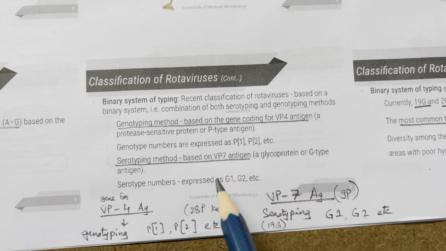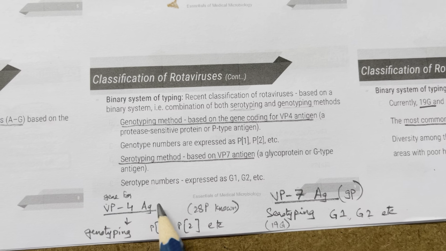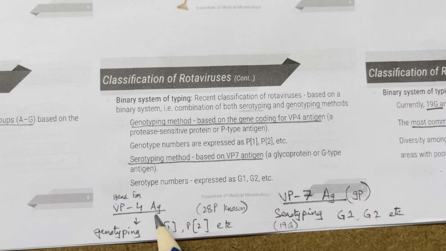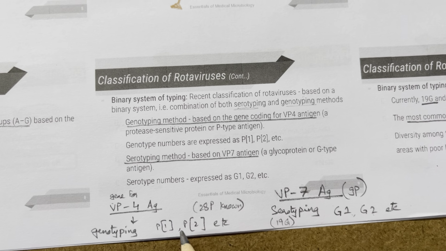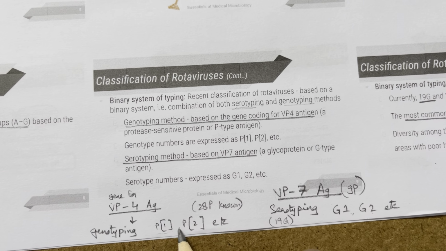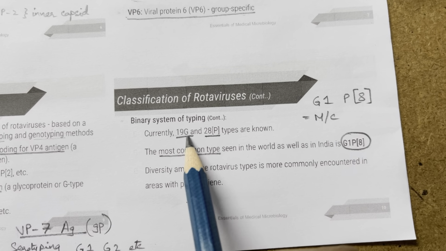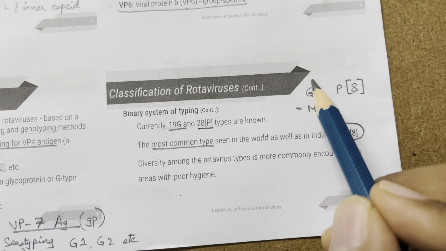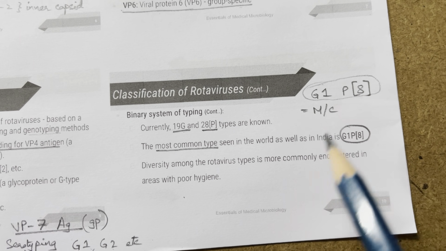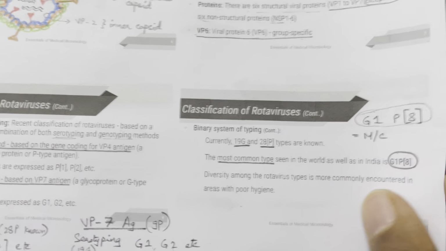Whereas the genotyping method is based on the gene encoding for the VP4 antigen, which is a protease sensitive protein or P-type antigen. So we know 28 P types till now, and it is represented as P1, P2, etc. So currently 19 G and 28 P types are known. The most common type seen in the world, as well as in India, is G1P8. Okay, so diversity among the rotavirus types is more commonly encountered in areas with poor hygiene.